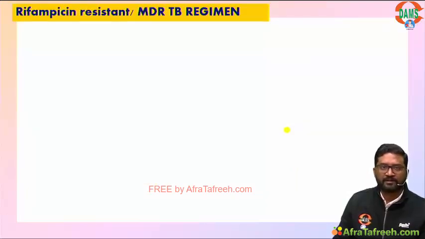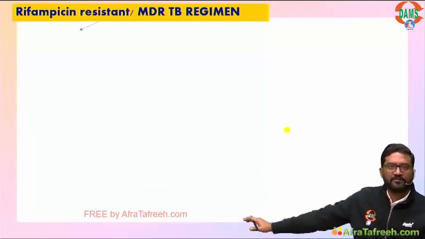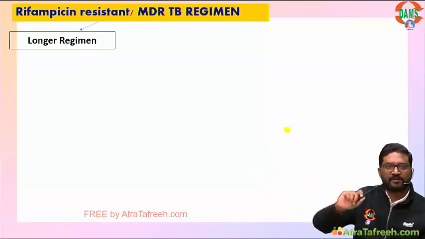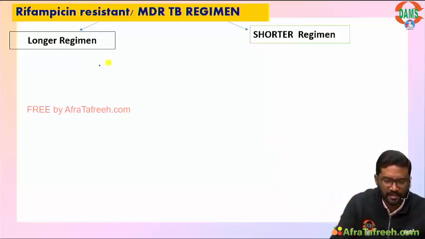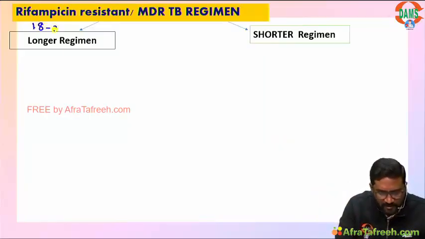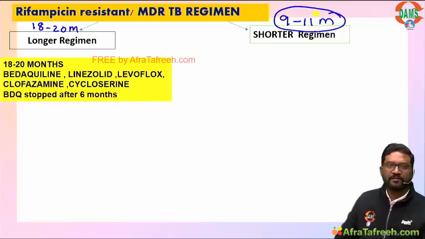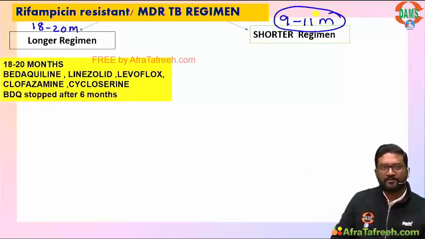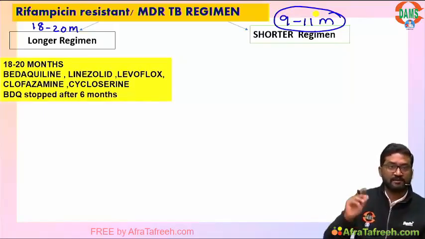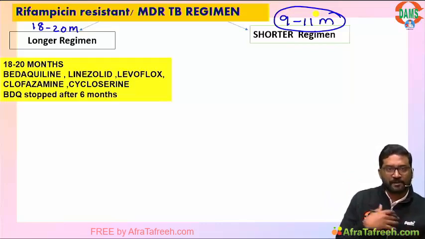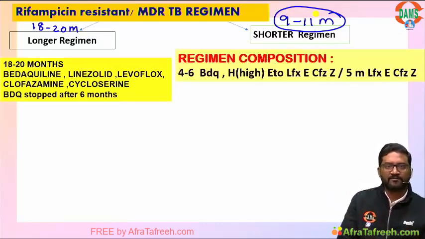Now coming to the regimens, I'll just put it here. I'll give you some explanation. For MDR TB, right now we are using 2 regimens, a longer regimen and a shorter regimen. Longer regimen is usually for 18 to 20 months. Shorter regimen is usually for 9 to 11 months. So longer regimen, these are the drugs: bedaquiline, clofazimine, cycloserine, linezolid, levofloxacin. See, it is very humanly difficult to remember these drugs if you are not treating the patient. But somehow for your exam, you have to keep mnemonics and remember.